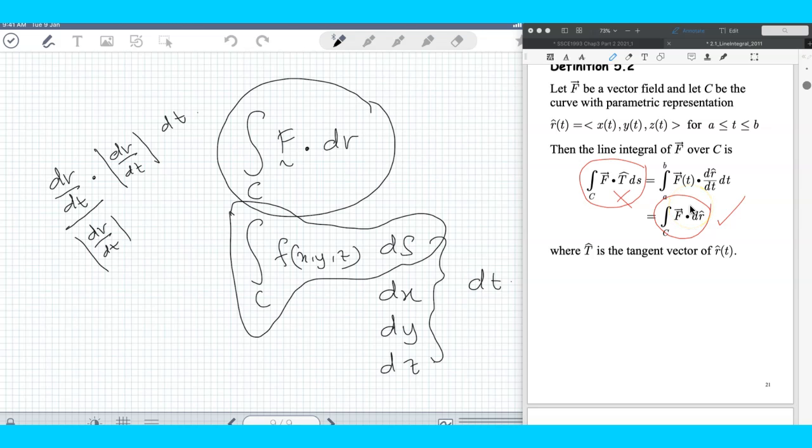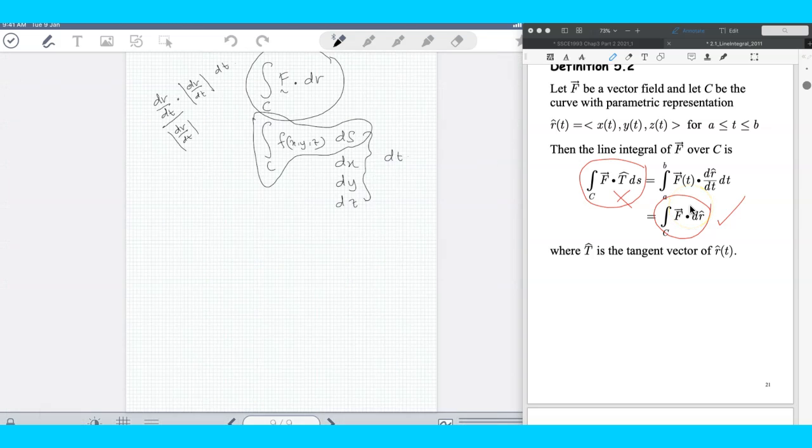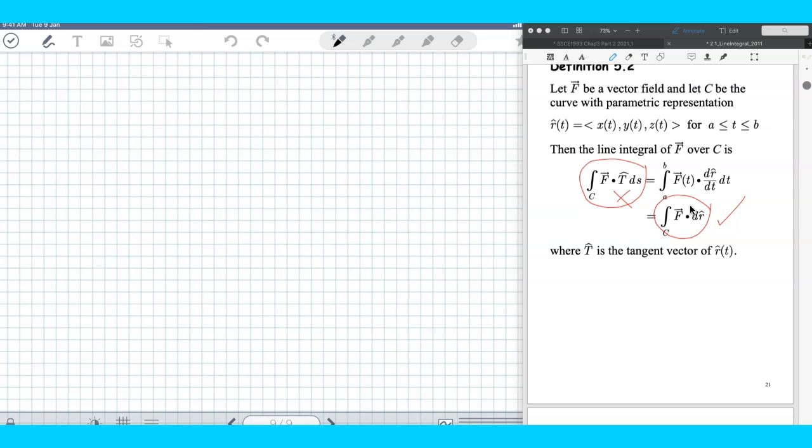Okay, maybe I can show you here. We know that T is a unit tangent, right? We have learned that one, where you have r prime over the magnitude of r prime. Now I want to show you from T ds, how we can have only dr.